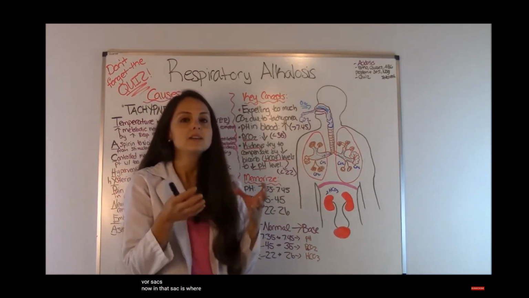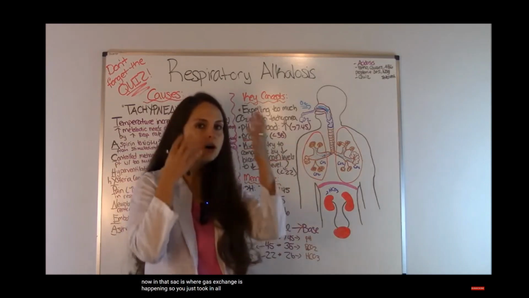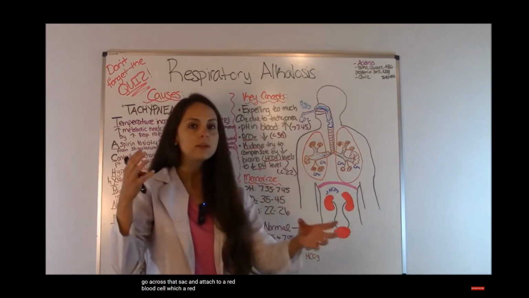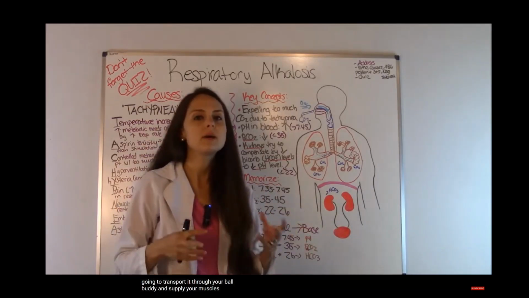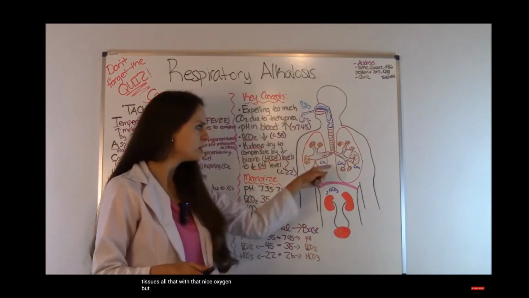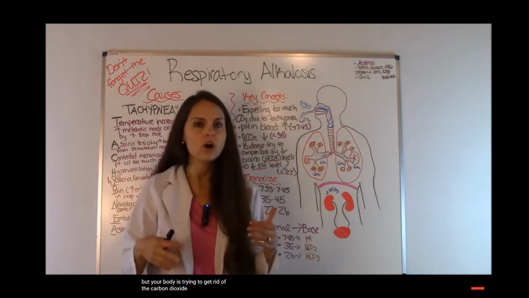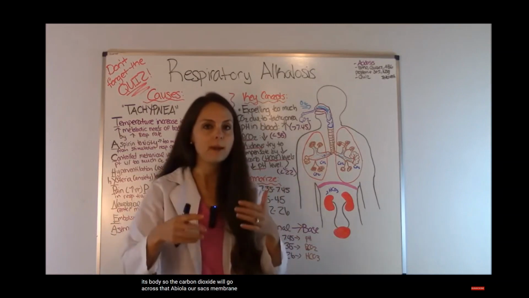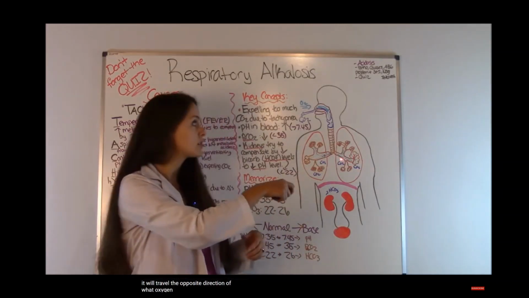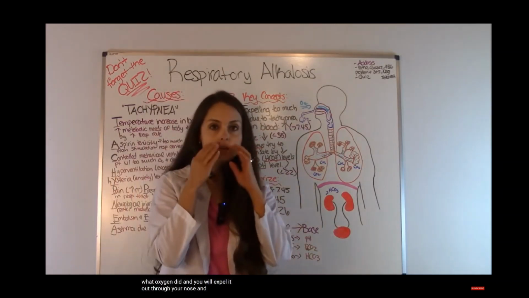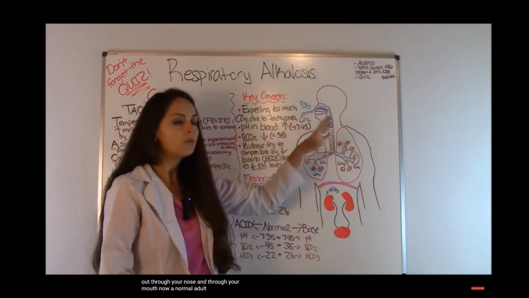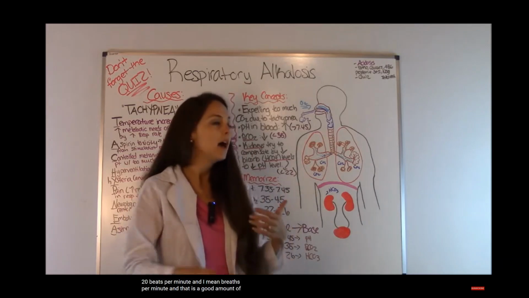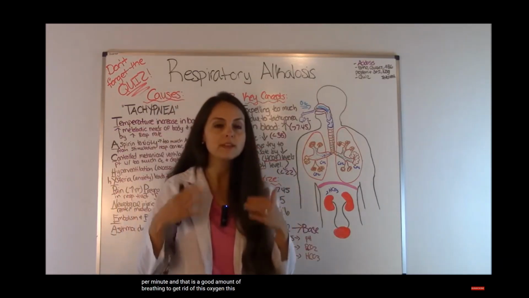In that sac is where gas exchange is happening. You just took in all this fresh oxygen, and that's going to go across that sac and attach to a red blood cell, which is going to transport it through your body and supply your muscles and tissues with that nice oxygen. But your body is trying to get rid of the carbon dioxide that's built up. So the carbon dioxide will go across the alveolar sac's membrane, travel the opposite direction of what oxygen did, and you will expel it out through your nose and mouth. Now, a normal adult breathes 12 to 20 breaths per minute, and that is a good amount of breathing to get rid of this carbon dioxide.